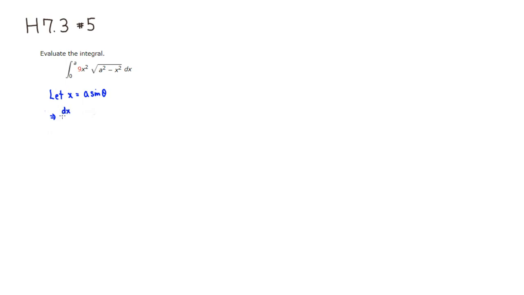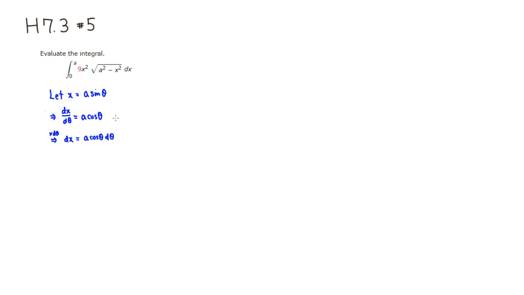Take the derivative of x with respect to theta. That's going to give us a cosine of theta. And then we multiply through by d theta. We have dx is equal to a cosine of theta d theta.